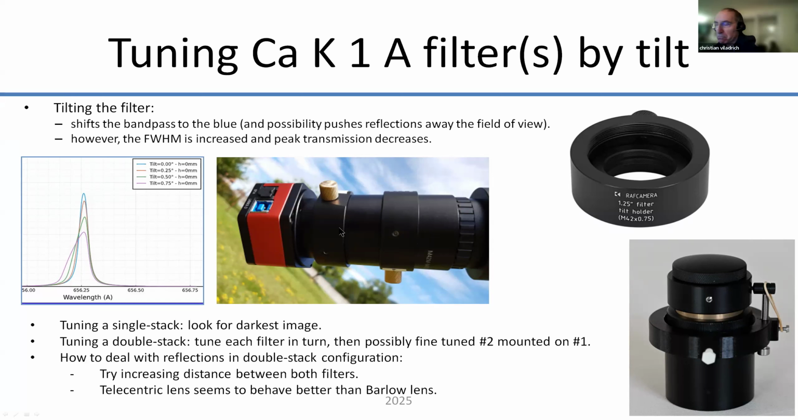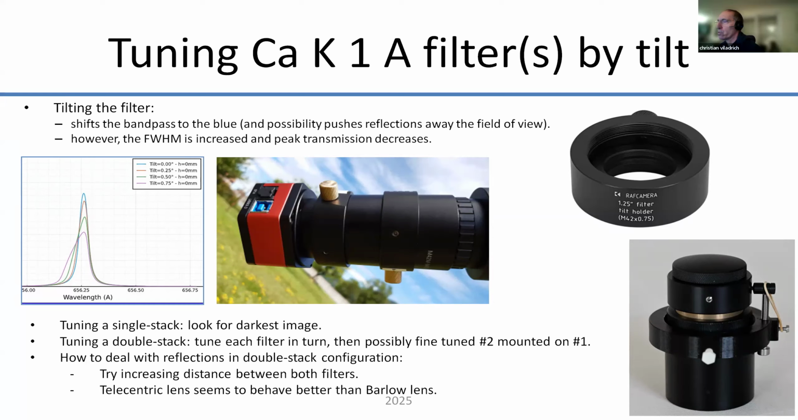What I found, I don't know if this is a general case, but for some reason, if I use a telecentric lens instead of a barlow lens, it seems to be better in terms of reflections. But I don't know if it is a general rule or if it just happens like this. I have no idea.